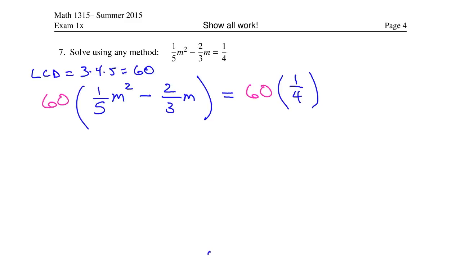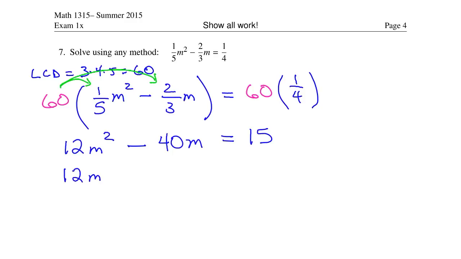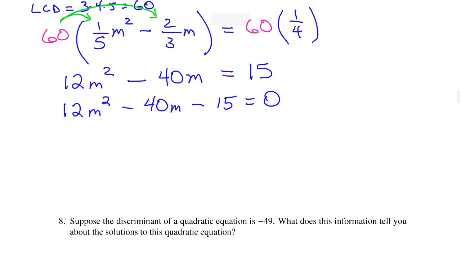Now the 60 distributes, and 60 times 1/5 is 12, so we get 12m squared, minus 2/3 of 60 is 40, so we get 40m, is equal to 1/4 of 60 is 15. So looking at the equation, we have a quadratic. To solve a quadratic, the first thing you have to do is move everything to one side. So I'm going to move the 15 to the left. And then I'm going to use the quadratic formula.